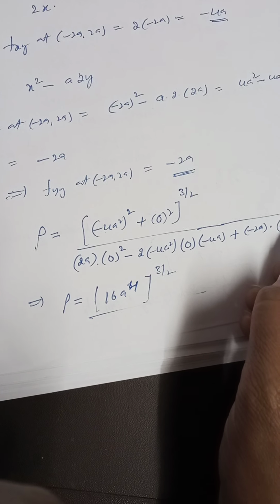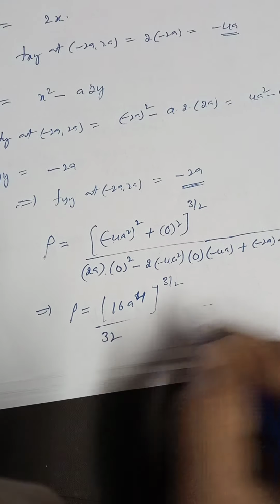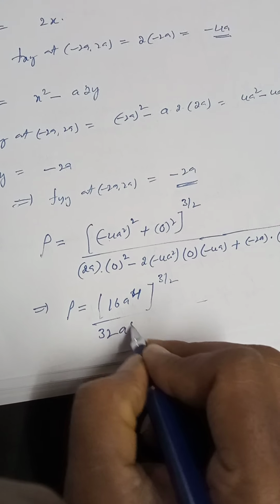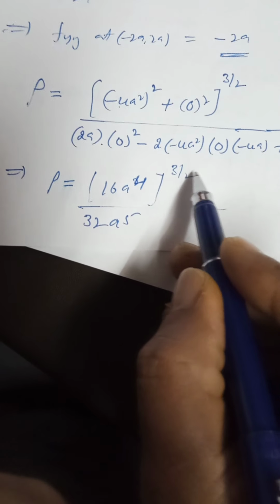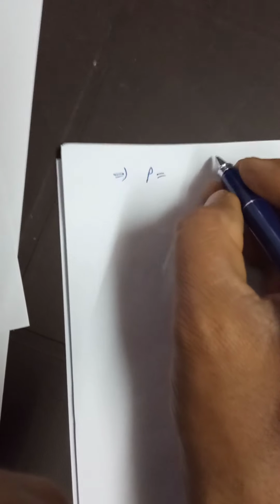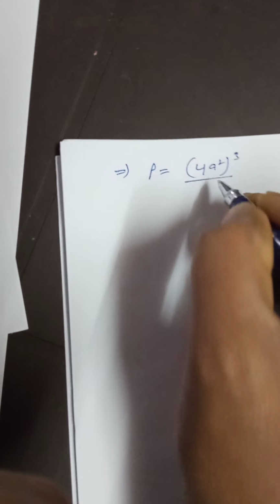Now 4 square and 4 4s are 16, 16 2s are 32, a power 4 into a is a power 5. This is further simplification. Now rho is equal to, we have to simplify this one again. Here see, 16a power 4 whole to the power of 3 by 2. This 2 times gets cancelled, no? What you will get here? 4a square whole to the power of 3 by 32a power 5.